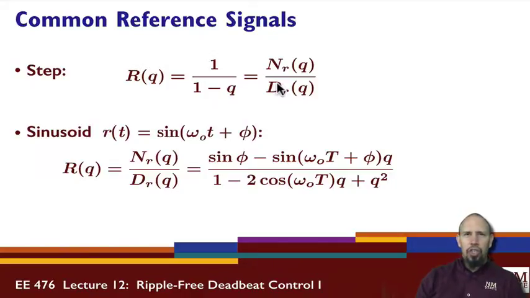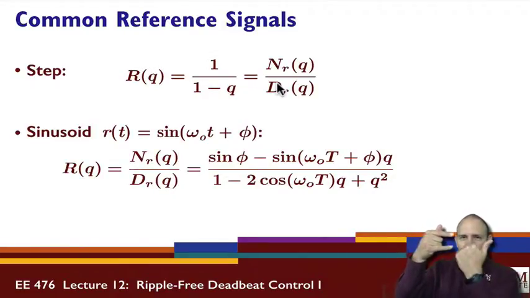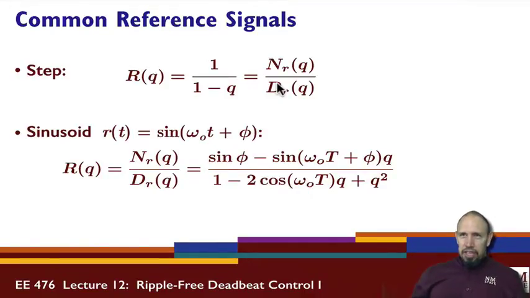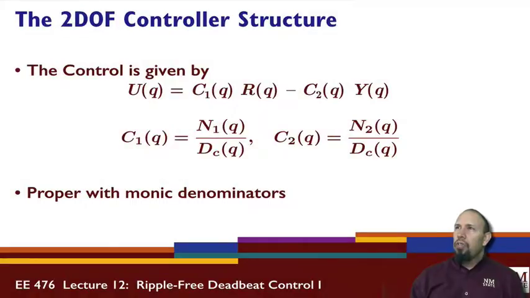Now, what about our controller structure? Well, if you noticed in the controller structure, there were two inputs coming in. There's the reference input, and then there's the feedback input. Two inputs coming in, one input going out. And so this kind of controller is called a 2-degree of freedom controller. For a 2-degree of freedom controller, our control signal U is equal to controller 1 times the reference minus controller 2 times the output of the system. And each of these transfer functions, C1 and C2, is a rational function, N1 over DC, N2 over DC.